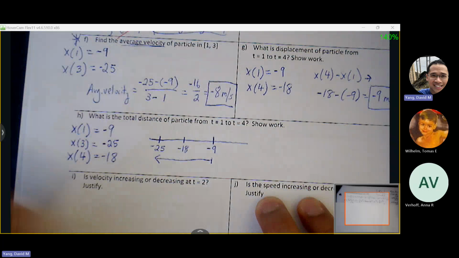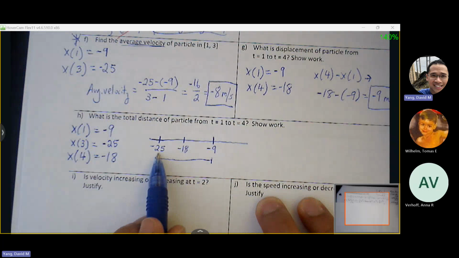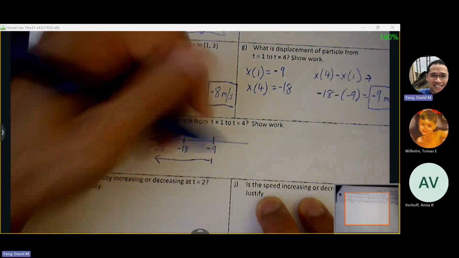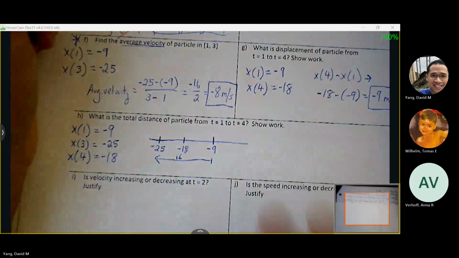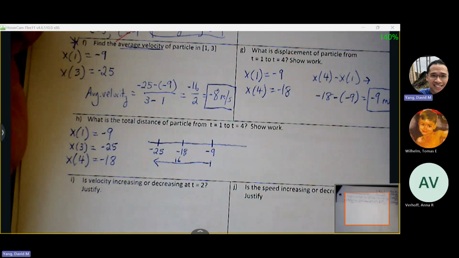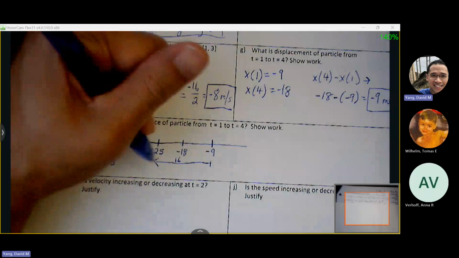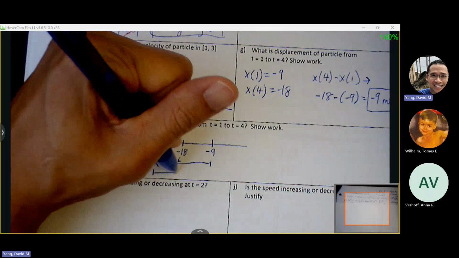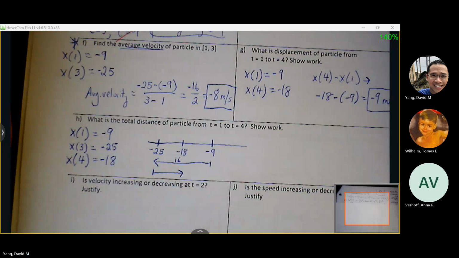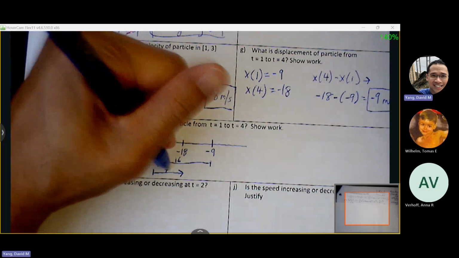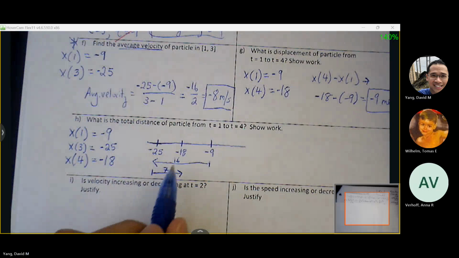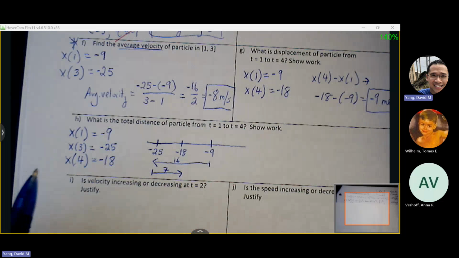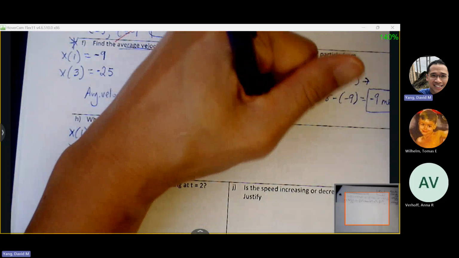So how many steps does it take for me to walk from this location to this location? 16. Everything is positive, right? If you're counting steps, everything is positive. And then from negative 25 to negative 18, how many steps have you taken to go? 7, right? We don't do negative 16, or 16 and negative 7 or anything like that. Every step you take is considered positive. So now you just count how many total steps have you taken? 16 plus 7, 23. That's your distance.